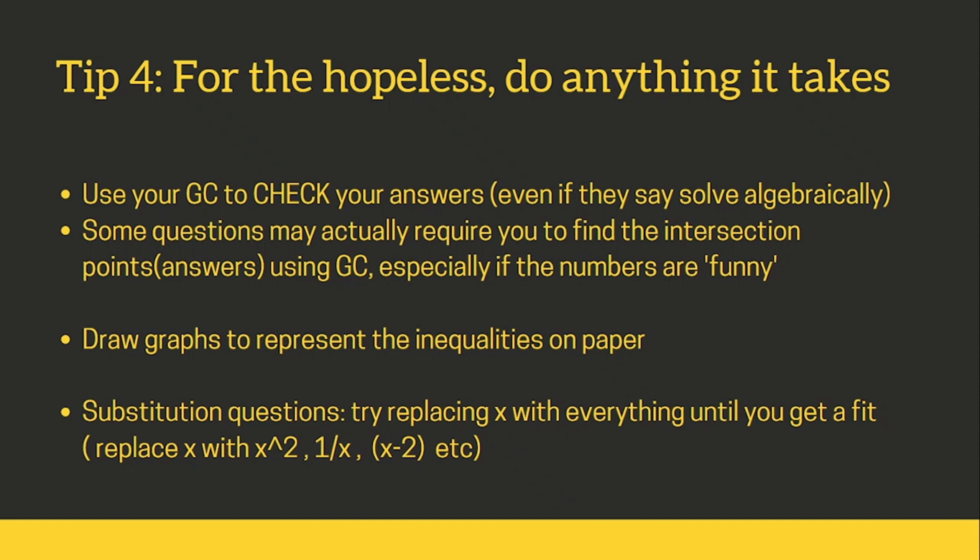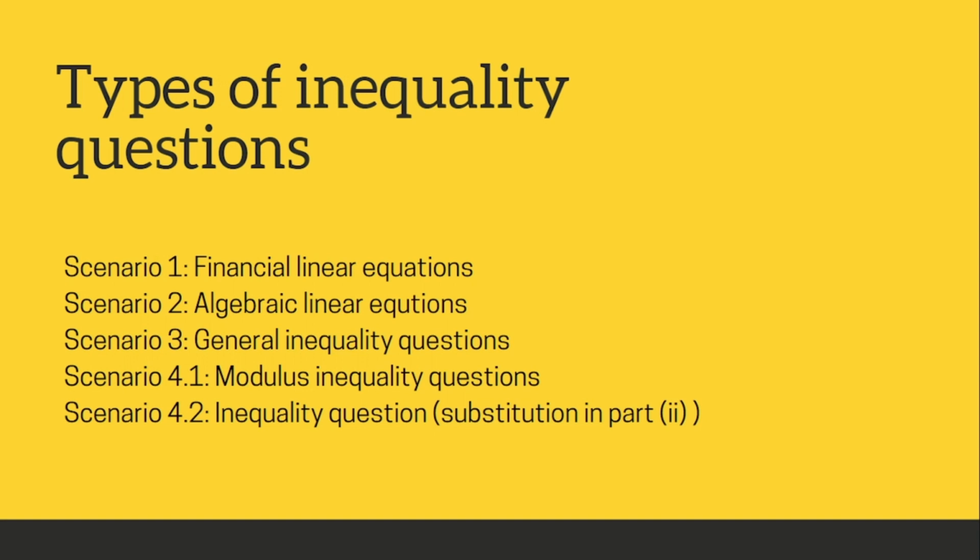And then, in the case of substitution questions, which we'll carry on later, you can try and replace x with everything until you get a fit. What I mean is that there will be a part 1 question, which asks you to solve with x. And then in the second question, you are meant to replace x with something else. As long as you replace it with something like x squared, 1 over x, x minus 2, it will always ensure that the whole equation still remains consistent within the inequality. That will be better explained when I go through the questions later.